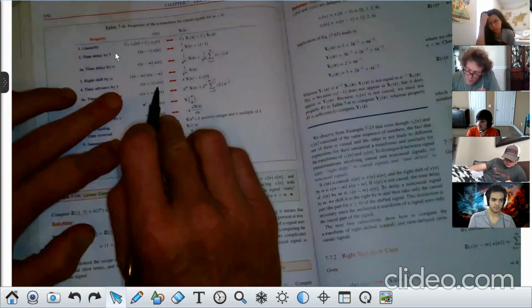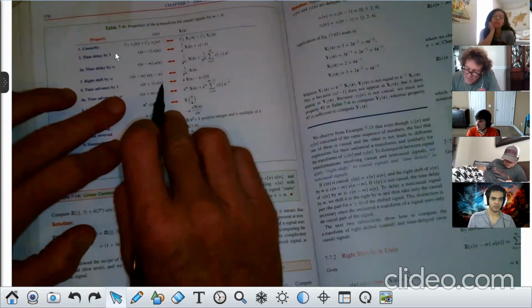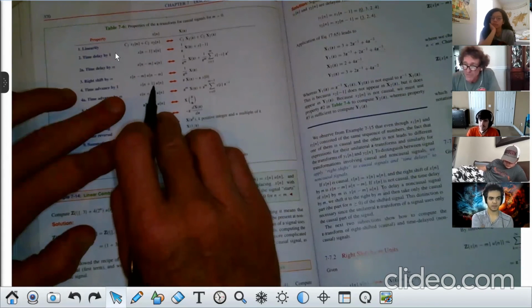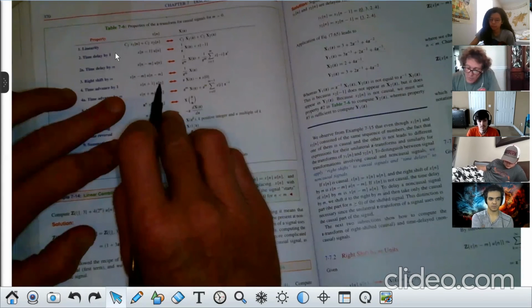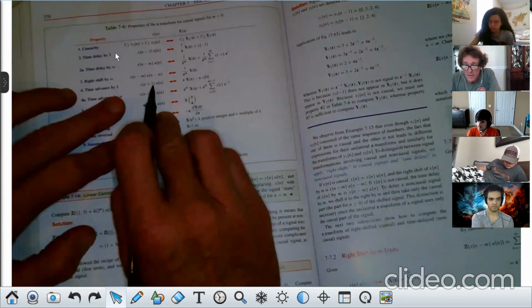So here, when you have x of n plus 1 u of n, you realize that u of n kills any values for less than 0. But it does shift the values of x of n by 1. So really at u of 0, it's really x of 1 now. Follow me? It's shifted.